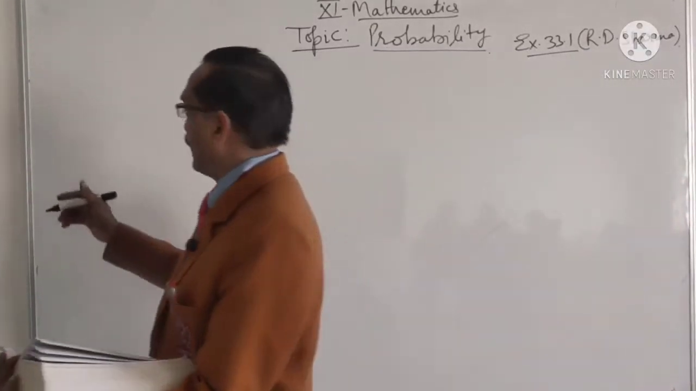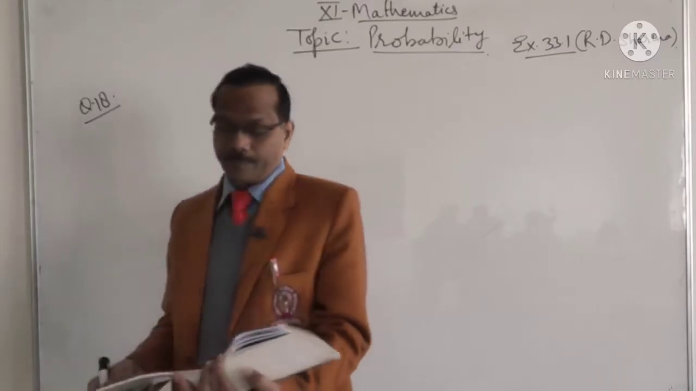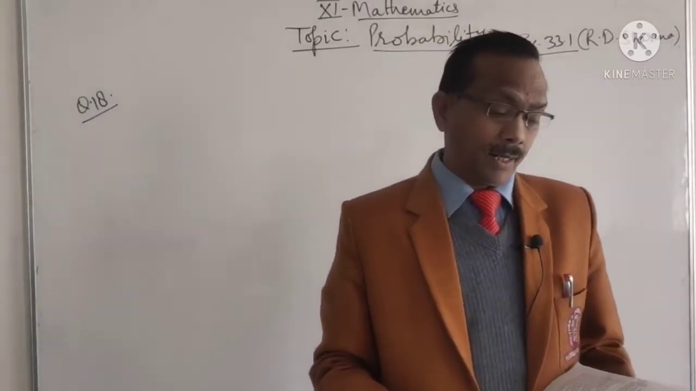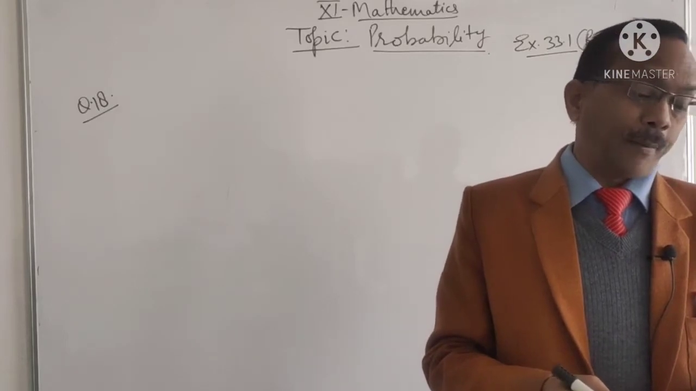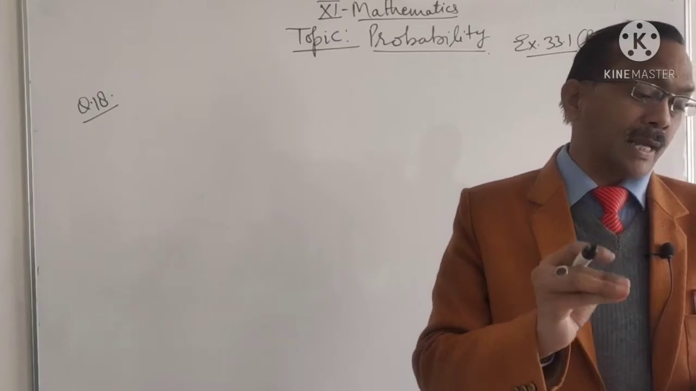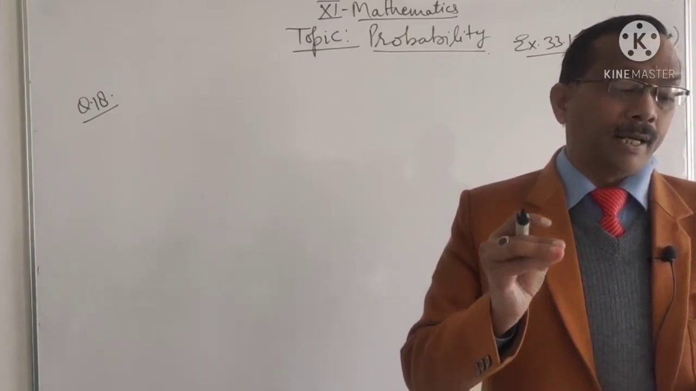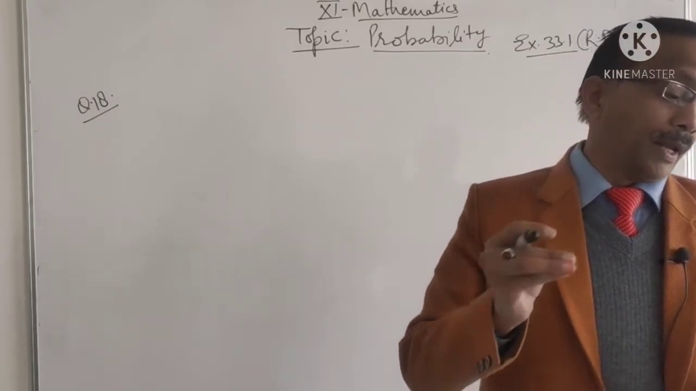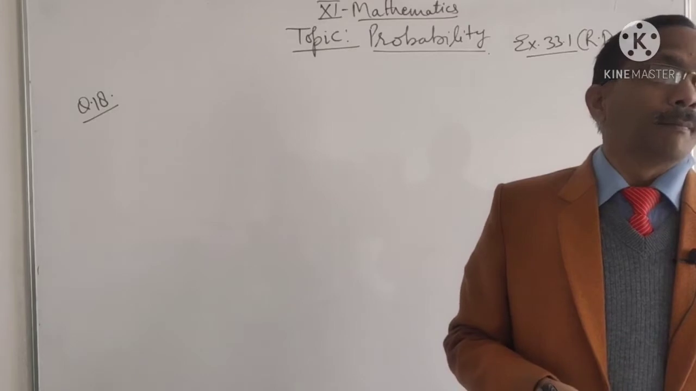There is a question number 18. An experiment consists of boy-girl composition of family with 2 children. First part, what is the sample space if we are interested in knowing whether it is a boy or girl in order of their birth? In order of their birth.